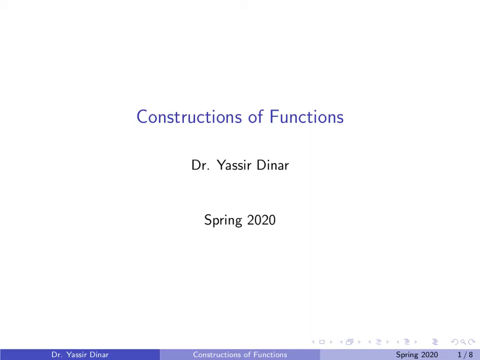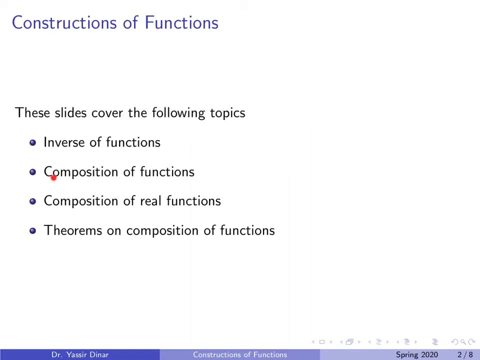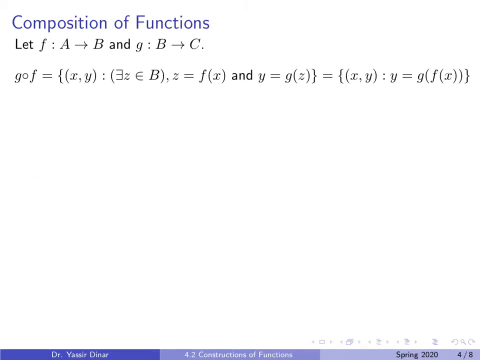This is the second part: how to construct new functions from given functions. Here we will speak about composition of functions. So assume we have two functions. F is a function from a set A to a set B, and G is a function from a set B to a set C.